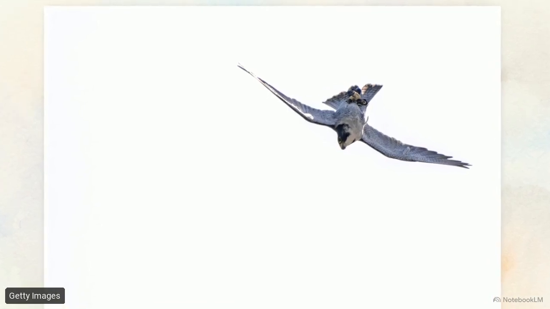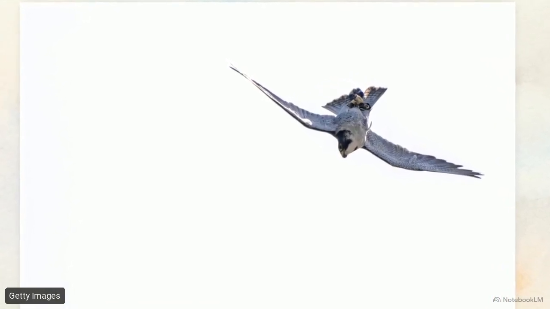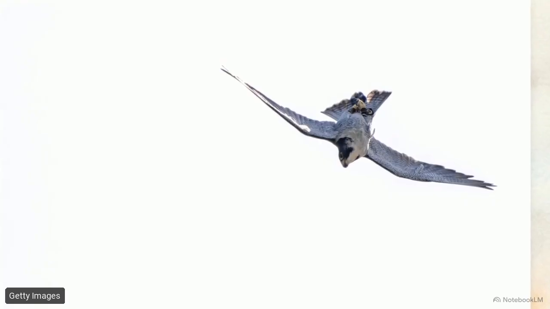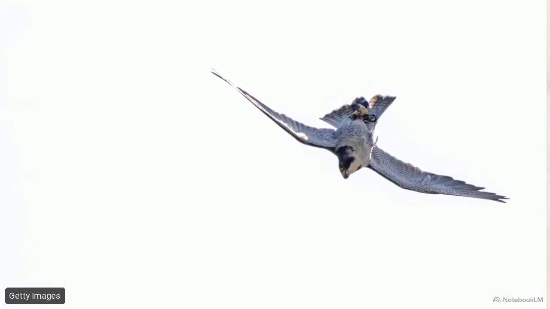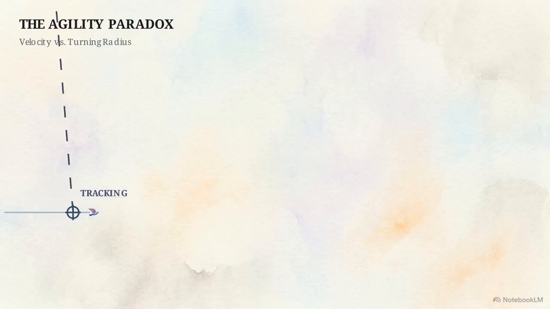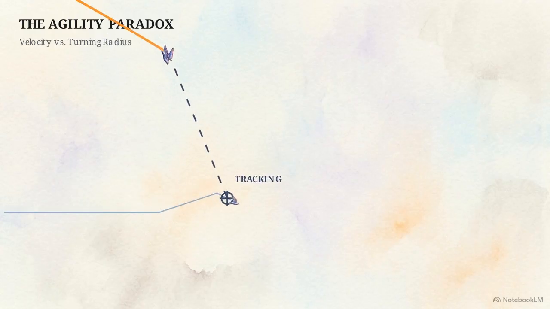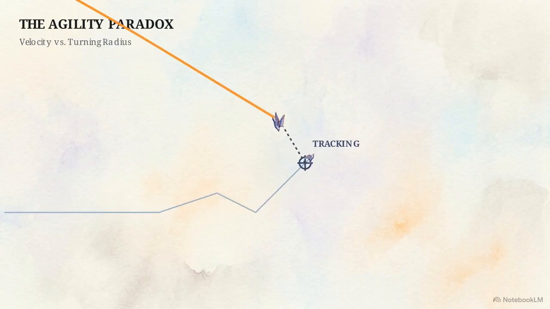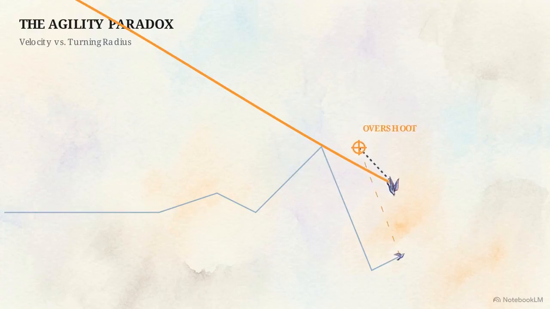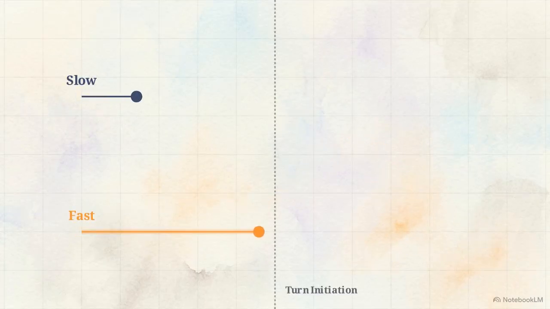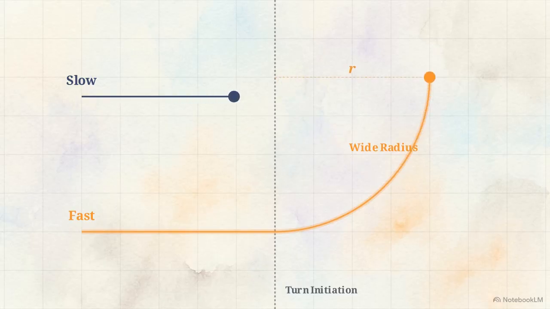The Peregrine Falcon hunts by executing a vertical dive, or stoop, at speeds reaching 380 kilometers per hour. But this creates an immediate physical problem. How does a predator moving like a speeding bullet hit an erratically dodging starling without overshooting its target? Usually, speed is the enemy of agility. The faster an object moves, the wider its turning radius becomes.